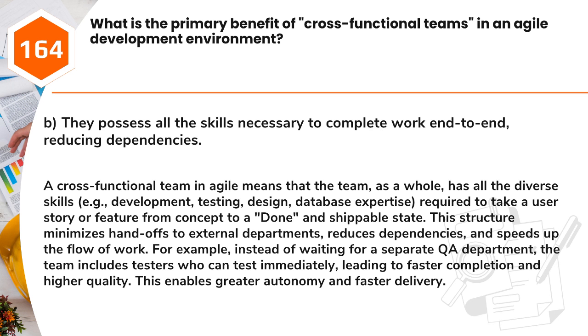Answer, B. They possess all the skills necessary to complete work end-to-end, reducing dependencies. A cross-functional team in Agile means that the team, as a whole, has all the diverse skills, e.g., development, testing, design, database expertise, required to take a user story or feature from concept to a done and shippable state.